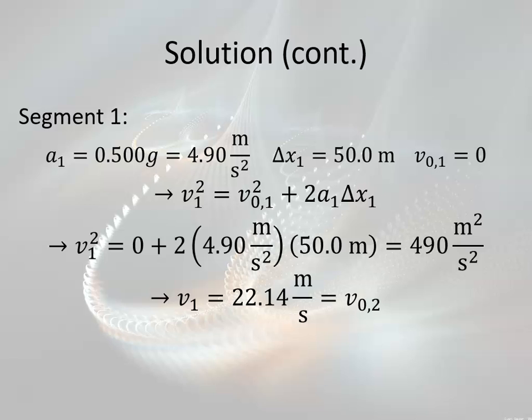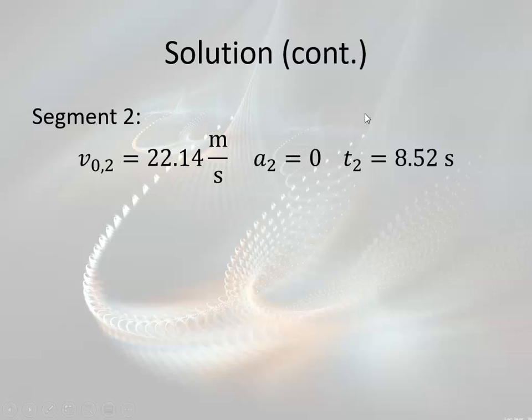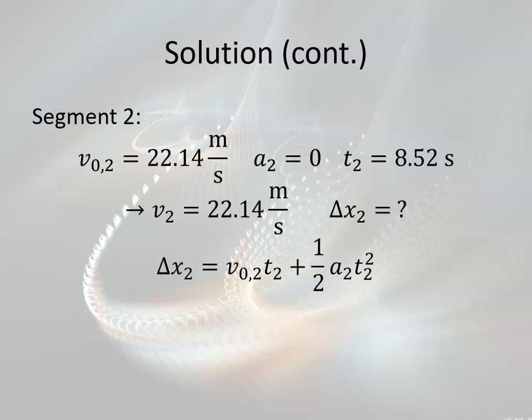And that's the initial velocity for segment 2. Or I could just call it v1 and call the final velocity for segment 2 just v2. Either way is fine. So the acceleration in segment 2 is 0, which means the initial and final velocities there are the same. We don't know the displacement for segment 2. So think about an equation that has displacement in it and everything else in the equation is in our givens. Well, we have initial velocity and final velocity. Acceleration is 0 and we have time.